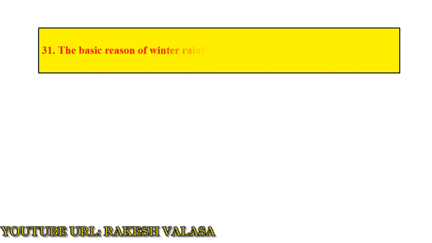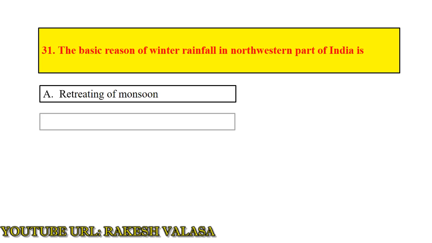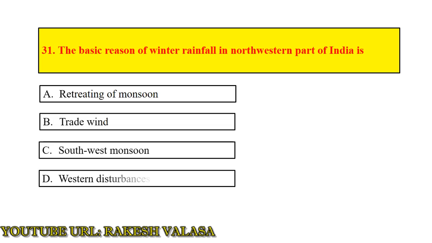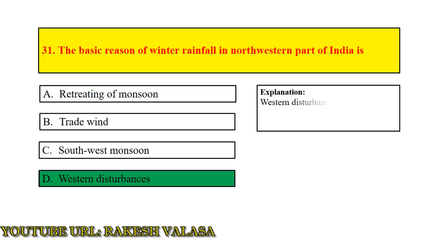Question number 31. The basic reason of winter rainfall in northwestern part of India is? Answer: Western disturbance. Explanation: Western disturbance is the basic reason of winter rainfall in northwestern part of India.